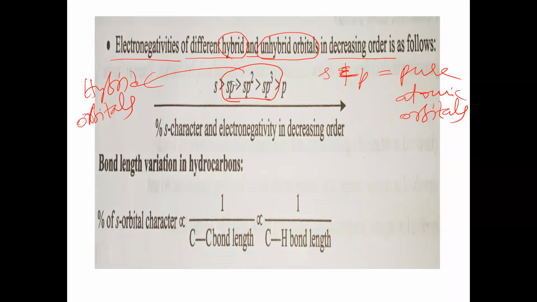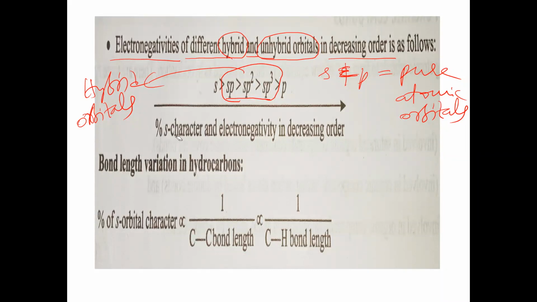And here sp, how is it formed? One s orbital mixed with one p orbital. How are sp2 hybrid orbitals formed? One s orbital is mixed with two p orbitals. And here one s orbital is intermixed with three p orbitals to get four sp3 hybrid orbitals. That way we have to understand.